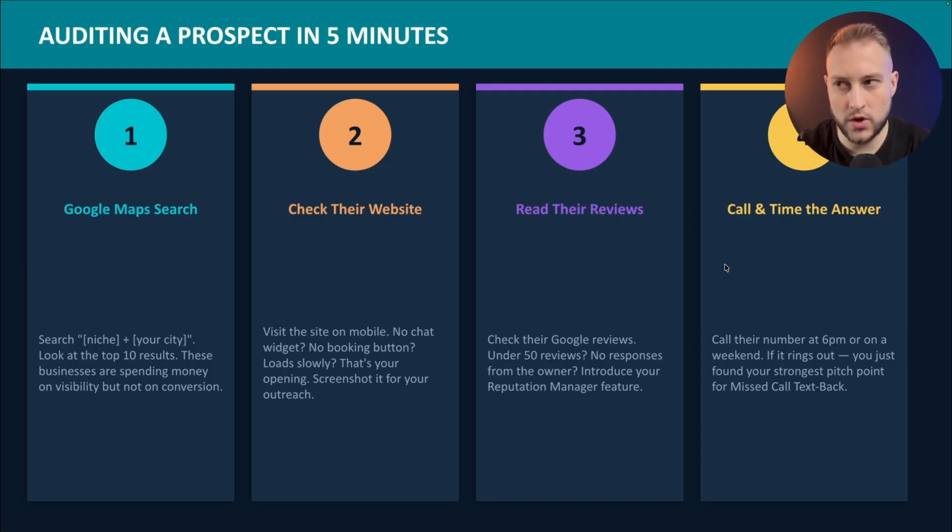You saw how I went in and searched for this particular prospect. Now, again, you first go to Google Maps search, you search for the niche plus your city. So again, stem cell clinics plus Los Angeles, for example. And you look at the top 10 results. These businesses are usually spending money on visibility, but not on conversion. So this is really good for you because you can then go and target those.